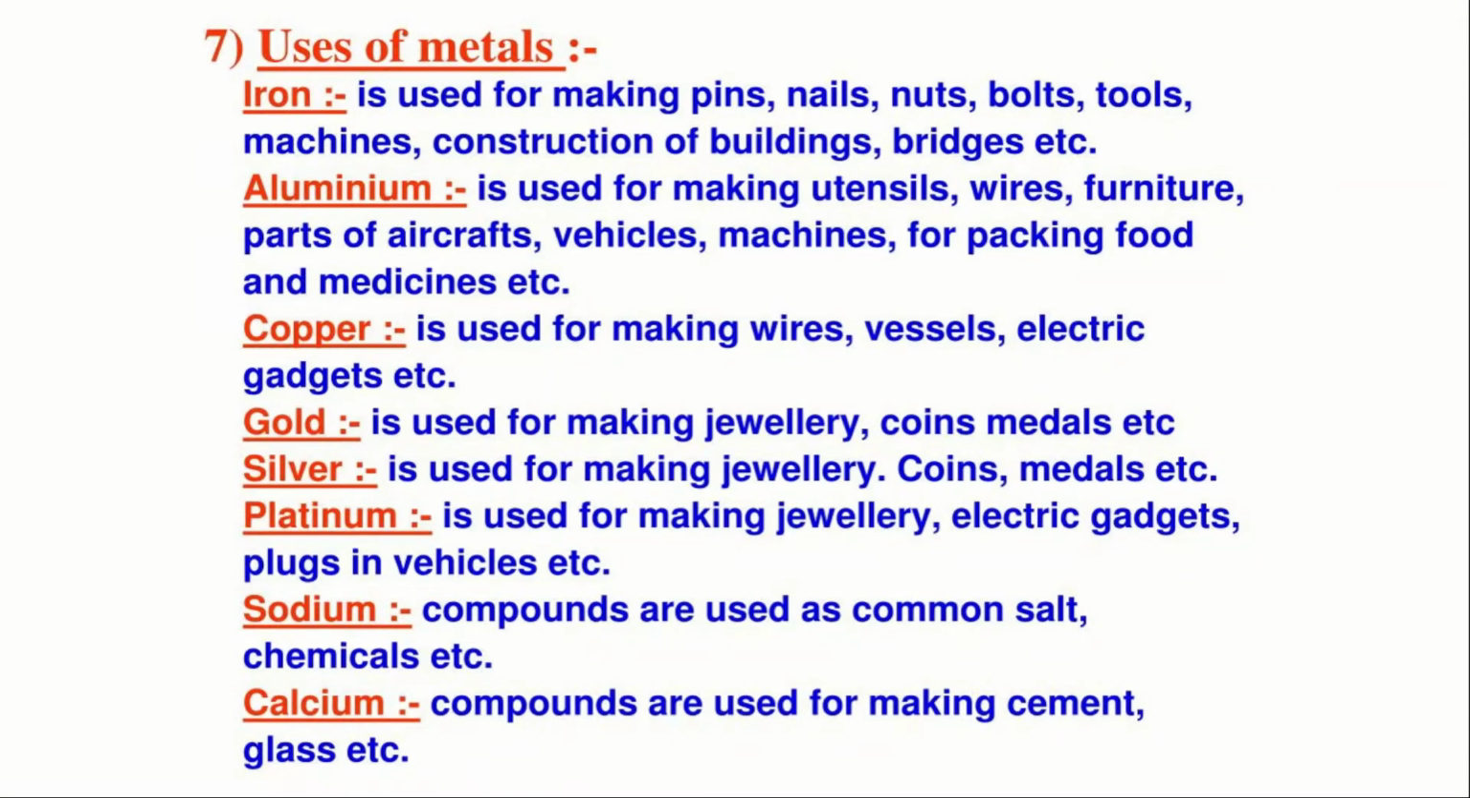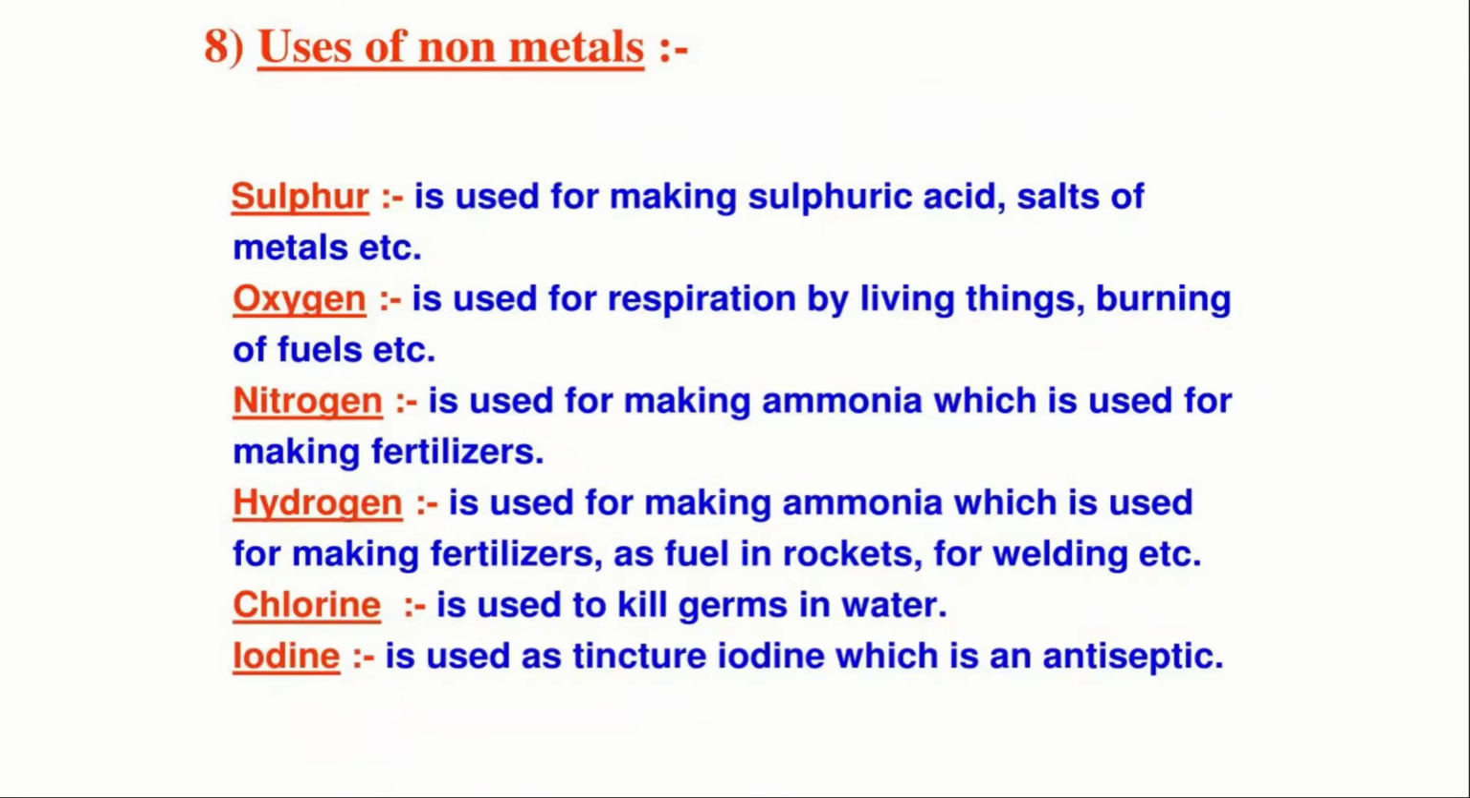Copper is used for making wires, vessels, electric gadgets, etc. Gold is used for making jewelry, coins, medals, etc. Silver again is used for making jewelry, coins, medals, etc. Platinum is used for making jewelry, electric gadgets, plugs in vehicles, etc. Sodium compounds are used as common salt, chemicals, etc. And last is calcium. Its compounds are used for making cement, glass, etc. There are various metals, but I have named only a few important metals which are used for industrial purposes.